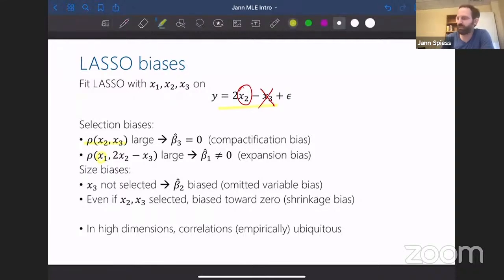Now, finally, even if x1 and x2 are actually both selected, so even if there is no selection issue here, and exactly the right variables are selected, then the lasso would still bias them towards 0 just because it puts a cost on the coefficients.